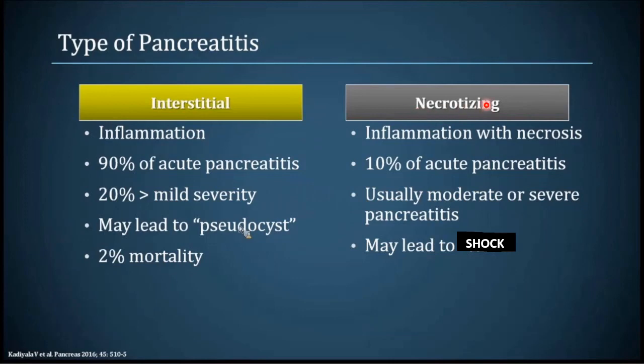The necrotizing type is a more serious or severe form with inflammation with massive necrosis of the pancreas and peripancreatic tissues. It contributes to 10% of acute pancreatitis. It's usually moderate or severe pancreatitis and may lead to shock and multi-organ failure. Okay, so these are the two that must be borne in mind.